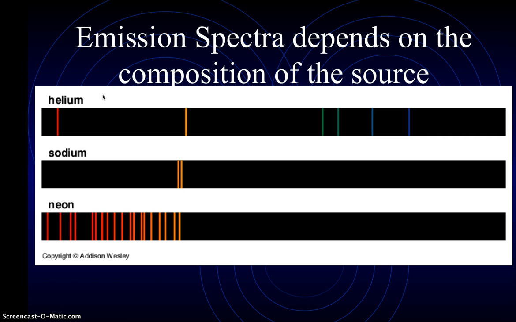This picture helps illustrate what I'm trying to say. Notice that the lines from the helium source are very different from the sodium source, and also the neon bright line spectra or emission spectra is very different from the other two. And that allows us to actually identify the source of the light.